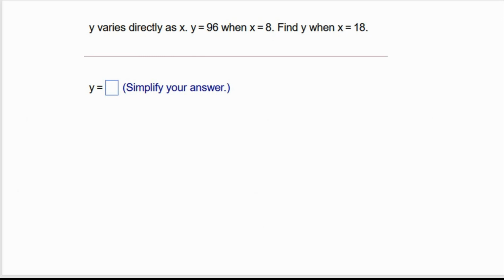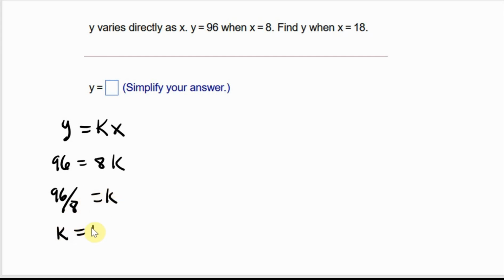Y varies directly as x. So that means that y is equal to some constant times x. And then it says when y is 96 and x is equal to 8, times the k. So we work that out, and that gives us 96 over 8 is equal to k, and I believe that's 12.